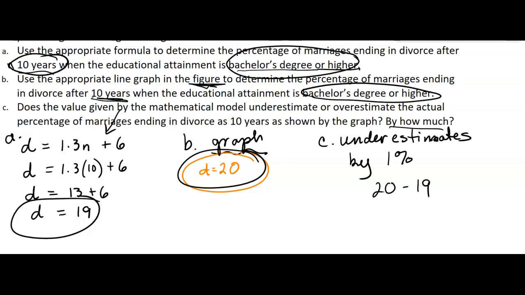You could redo the problem with 15 years, or you could redo the problem with no college and looking at the red line. So there's all kinds of questions you could ask, but we're just asking these questions and basing our answers on the information that we have.